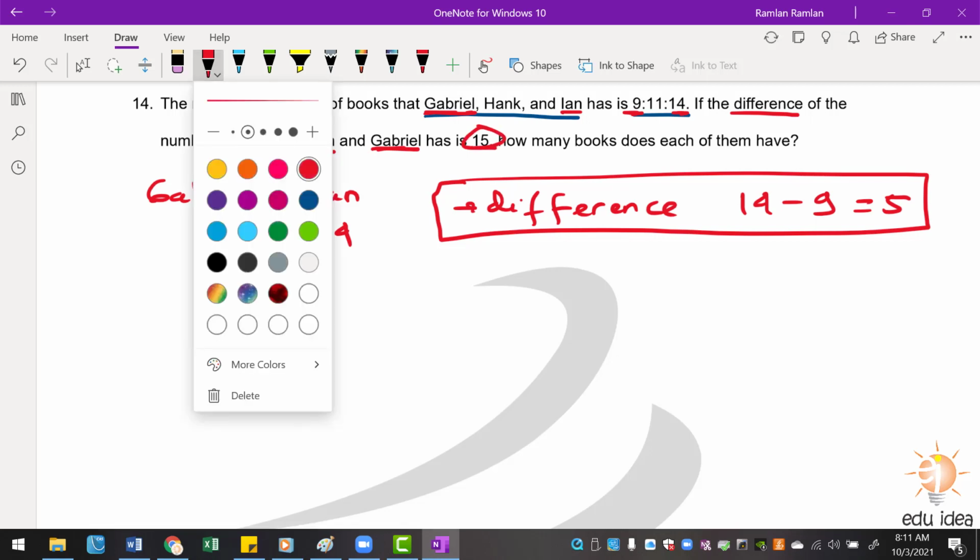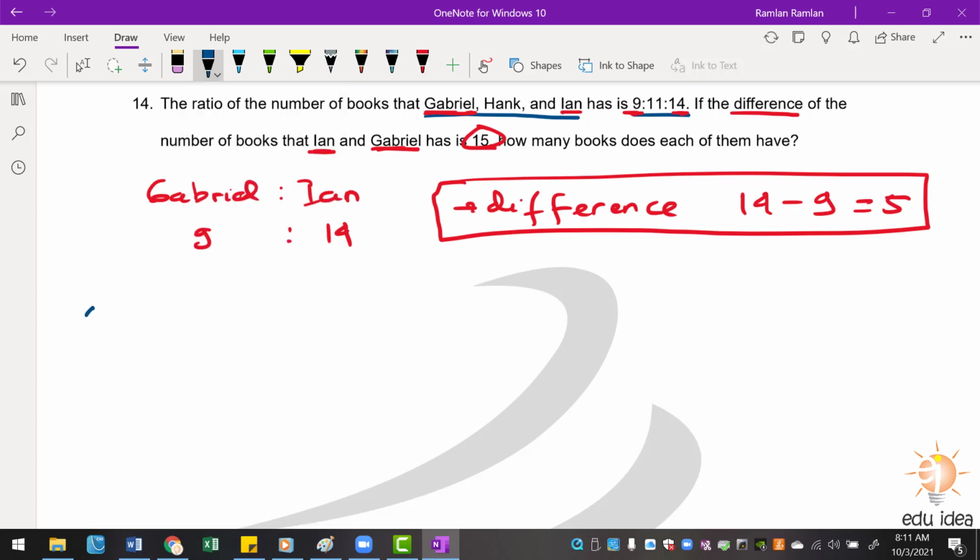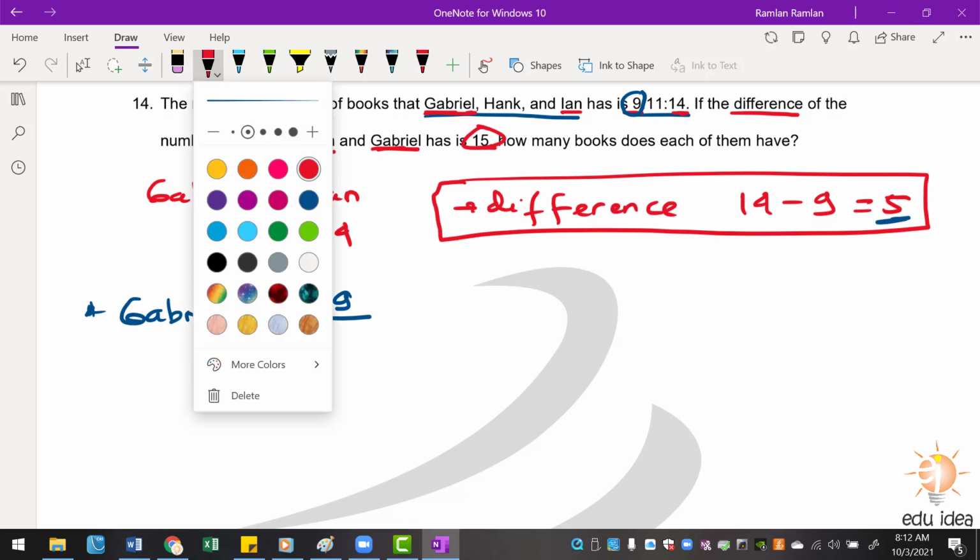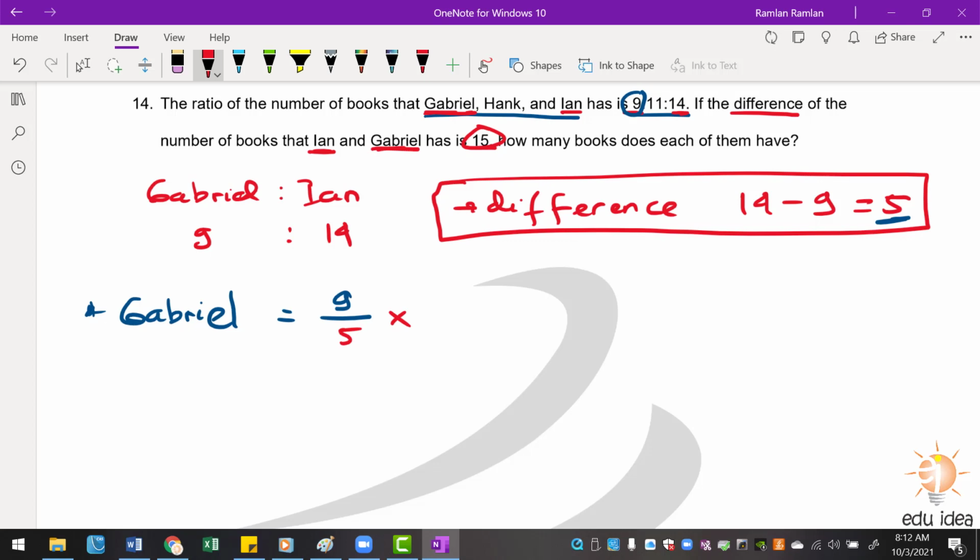So if you want to know each of them, let's find them one by one. The number of Gabriel's books is going to be equal to, because Gabriel is represented by 9, so you write down 9 over, and because we know that the difference is 5, it's going to be over 5, and I multiply that by 15. Where do I get this 15 from? This 15 is represented by this 5. So we can cancel this, and then it equals 27 books.